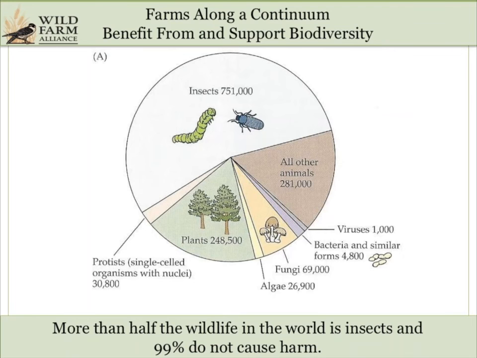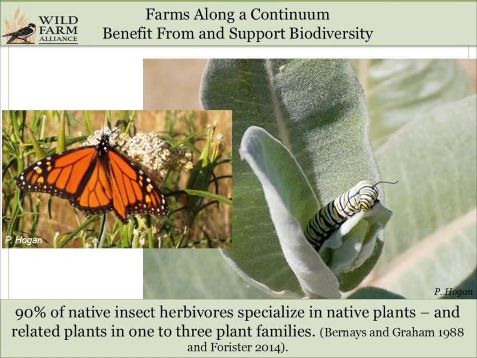More than half of the world's wildlife are insects, and 99% of them do not cause harm. 90% of the native insect herbivores specialize in native plants and related plants in 1 to 3 plant families. And why that is important is because that means that 90% of the food that's available for other organisms that eat are these insects. So to think about this a little bit more, the monarch has specialized on milkweed.